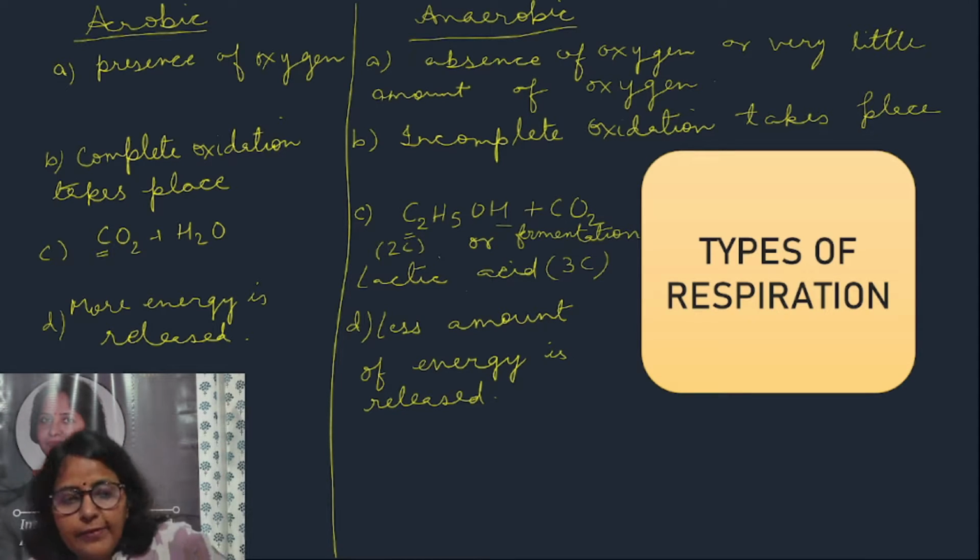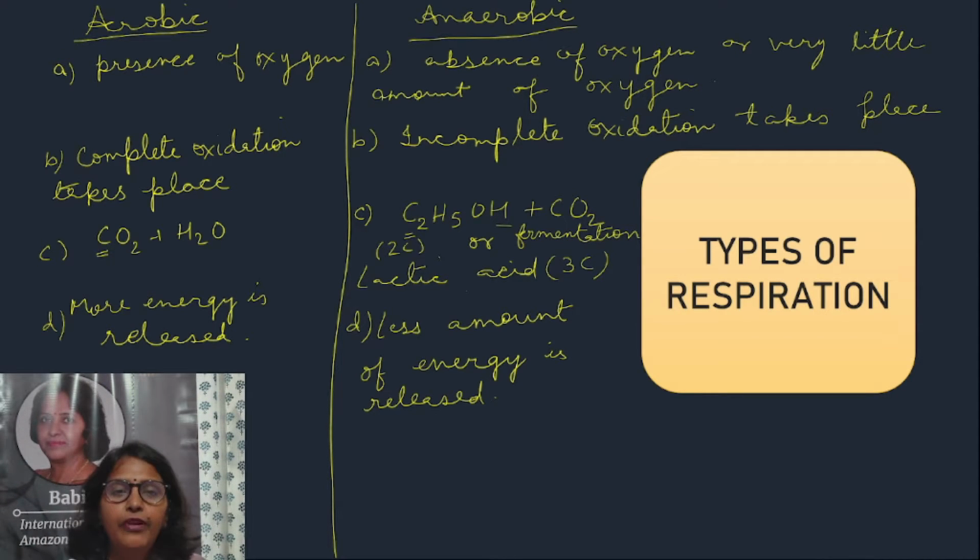So these are the differences between two different types of respiration based on presence or absence of oxygen. If large amount of oxygen is present, it is known as aerobic respiration. If it is taking place in absence of oxygen or very little amount of oxygen is present, it is called anaerobic respiration. Complete oxidation takes place in case of aerobic respiration. Incomplete oxidation takes place in case of anaerobic respiration. After the process of respiration, the compounds that are formed are CO2 and H2O. CO2 is a 1 carbon compound, so it cannot be further broken down. That is why we say complete oxidation has taken place.